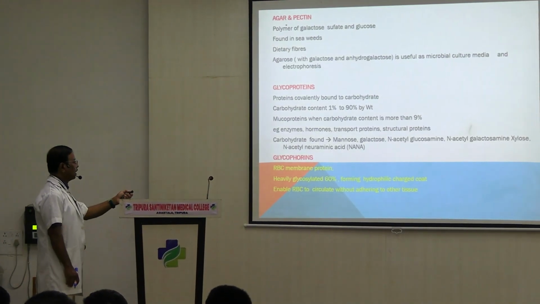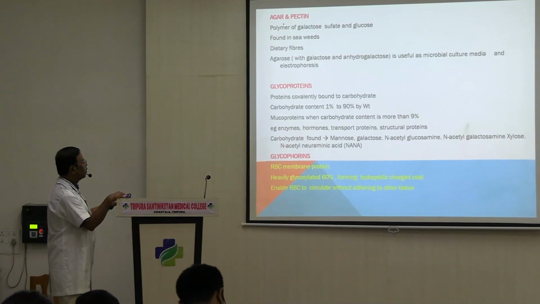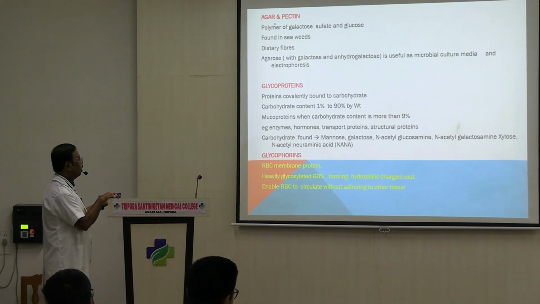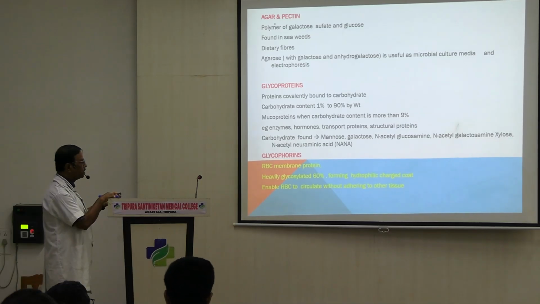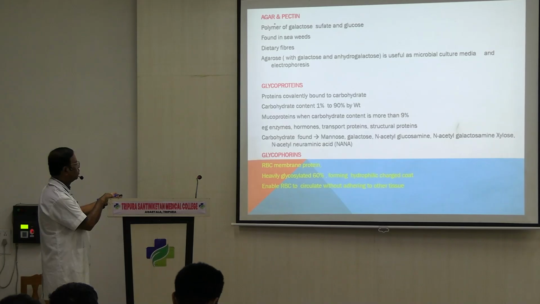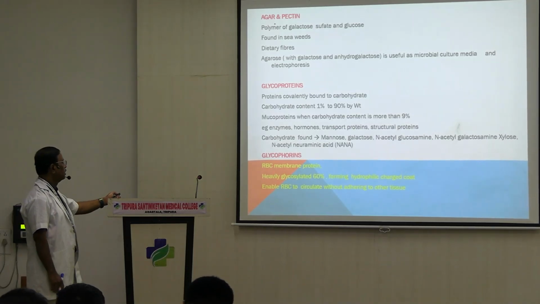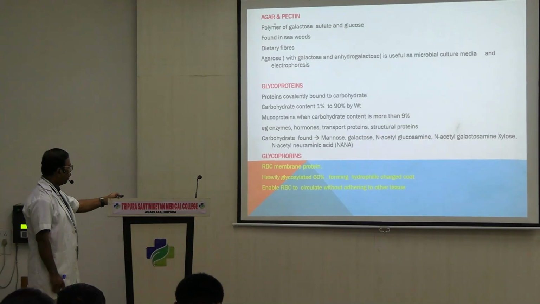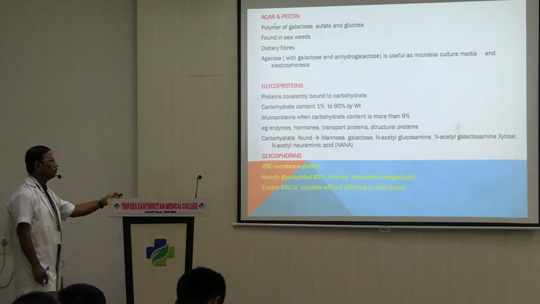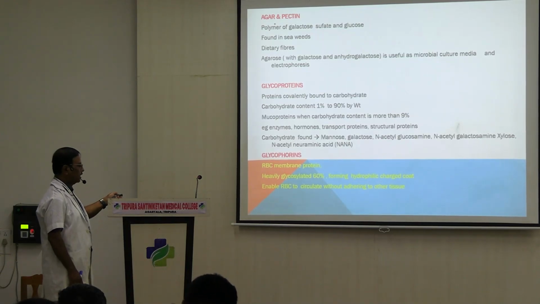Glycoproteins are proteins covalently bound to carbohydrate. Carbohydrate content is 1% to 90% by weight. Mucoproteins are those when carbohydrate content is more than 9%. Examples are enzymes, hormones, transport proteins, structural proteins. These are one type of glycoproteins. Carbohydrates found in glycoproteins are mannose, galactose, N-acetyl glucosamine, N-acetyl galactosamine, xylose, N-acetyl neuraminic acid.